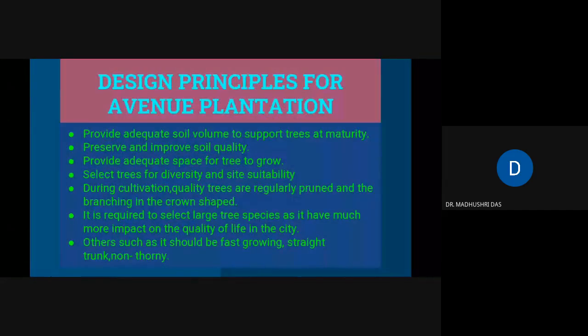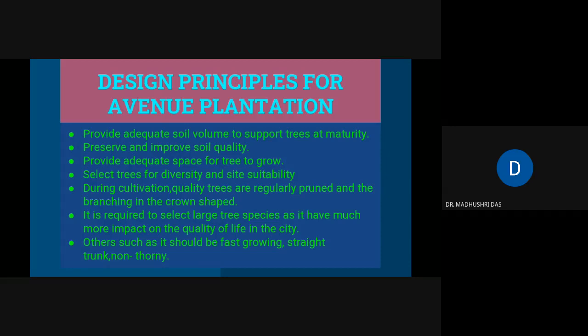Before planting avenue trees, one should keep in mind that the selected species should be chosen carefully. Firstly, the tree must hold a high volume of soil so it could support the tree at maturity. The plant must improve soil quality. Before planting avenue trees on the roadside, they should be planted at a particular interval or gap so that other trees get enough space for further growth.